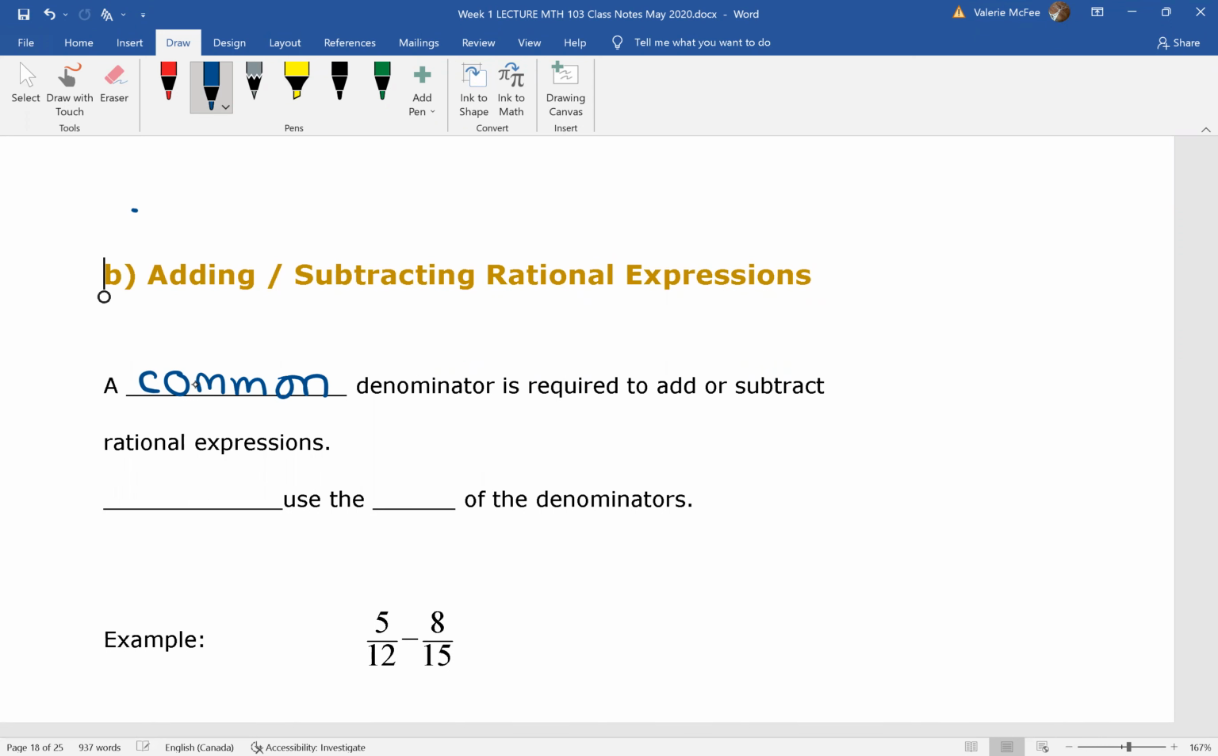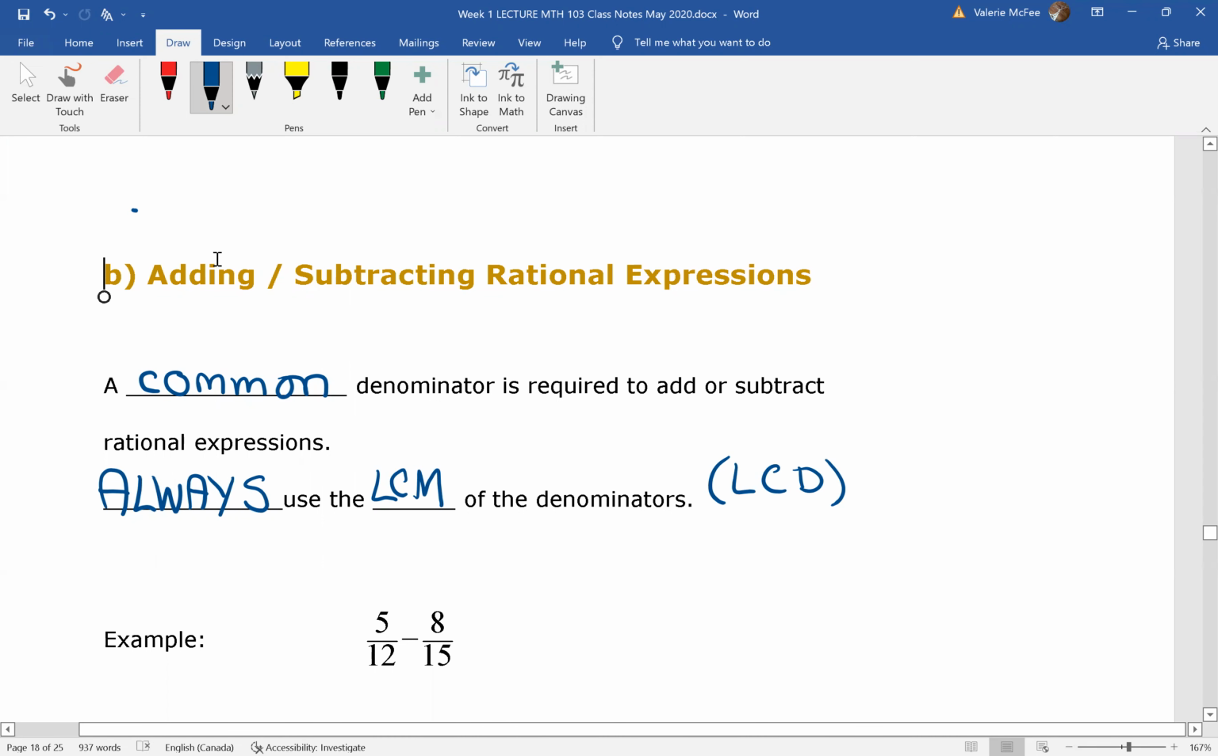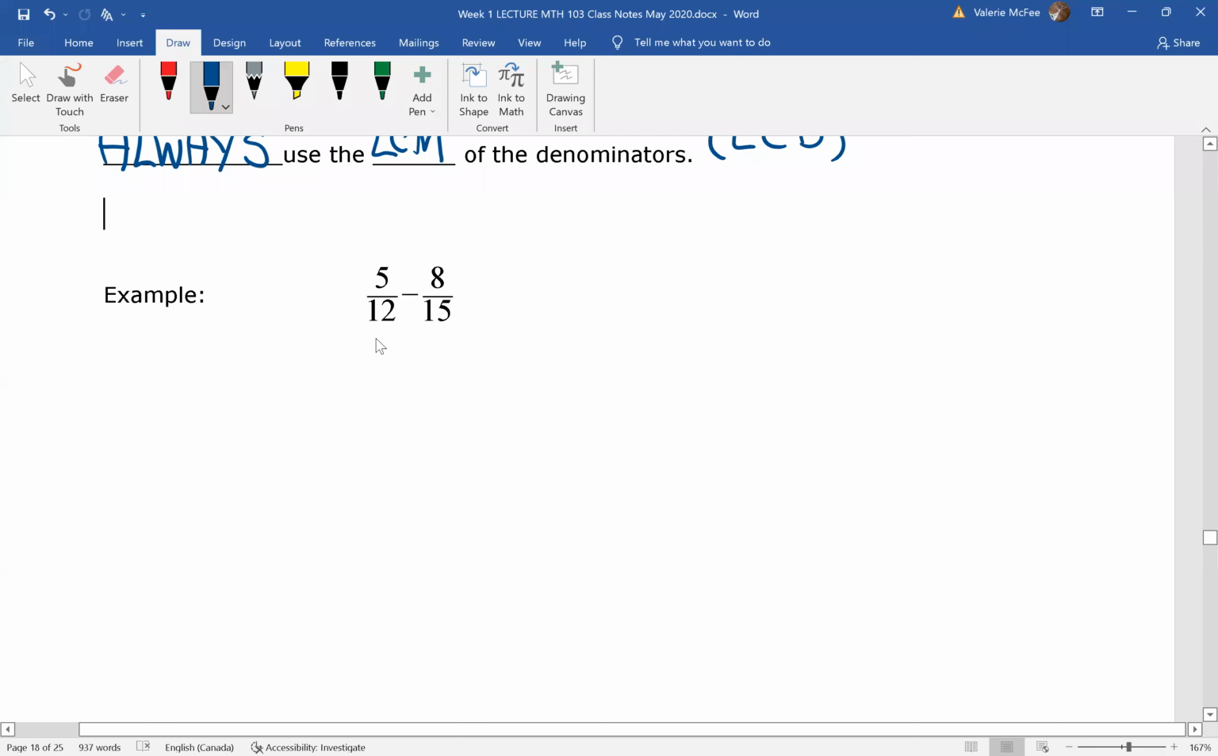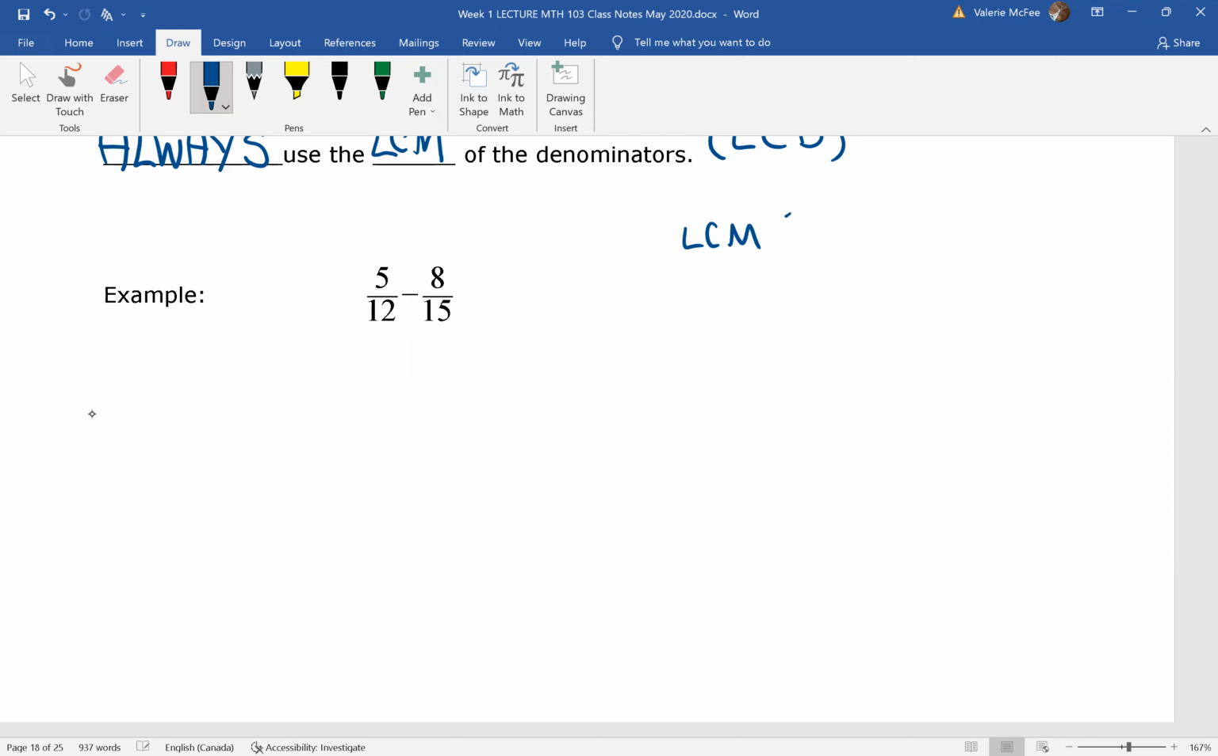And remember that we are always going to use the lowest common multiple of the denominators. I think Pearson calls that the lowest common denominator. We're first going to look at this example using numbers. I hope you remember how to find the lowest common multiple of two numbers.